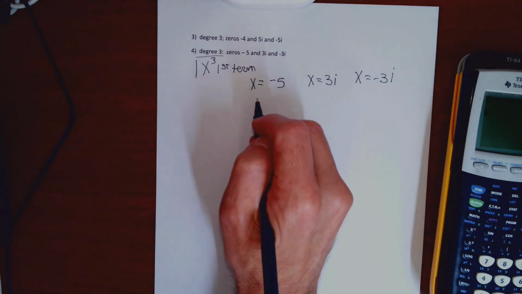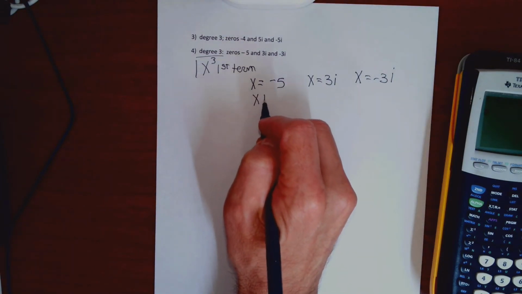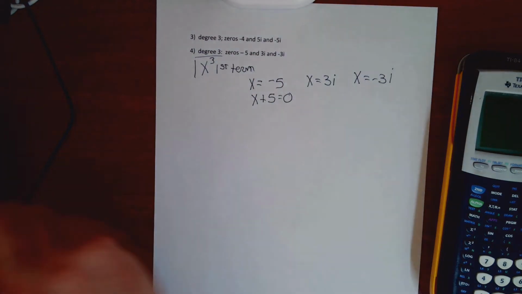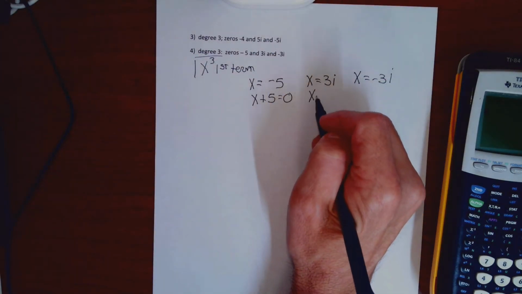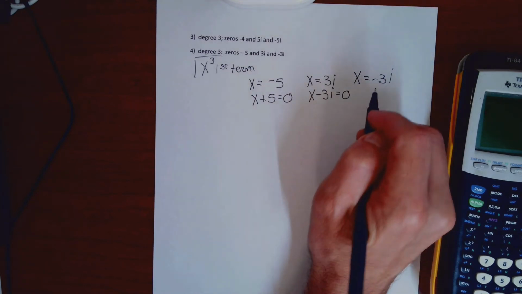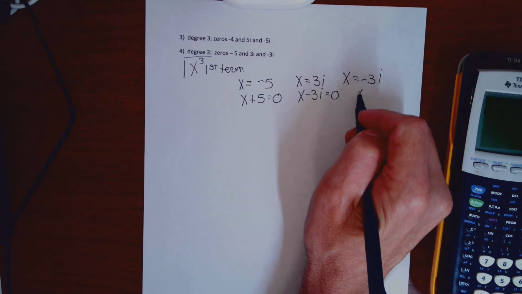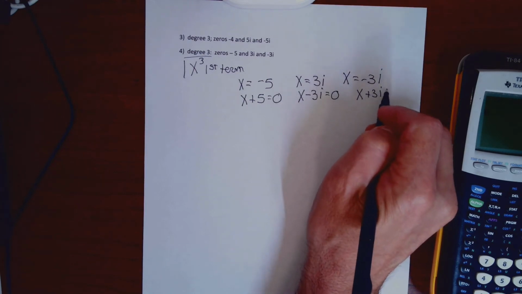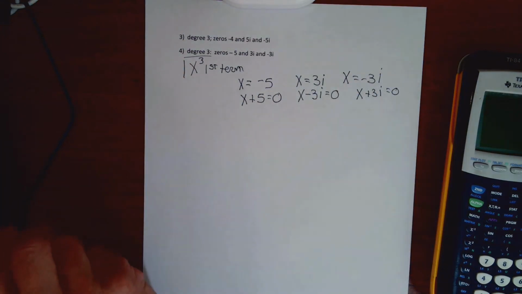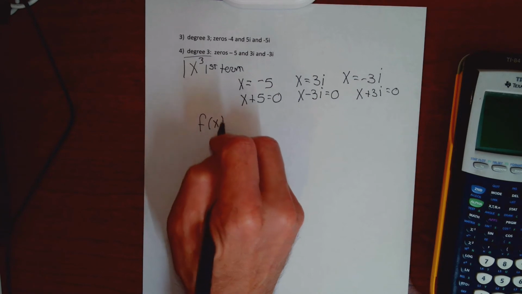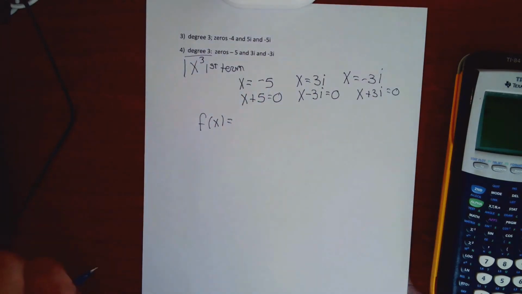I'm going to turn my zeros into factors. The x equals negative 5 will turn into the factor of x plus 5. The x equals positive 3i turns into the factor of x minus 3i. And the x equals negative 3i, if I add 3i to both sides, turns into the factor x plus 3i. The function I need is the product of these three.